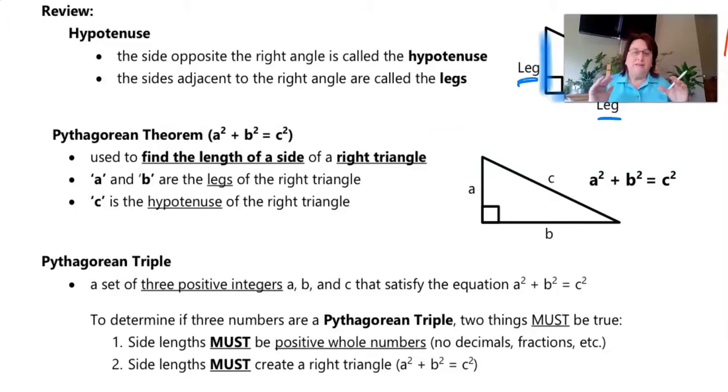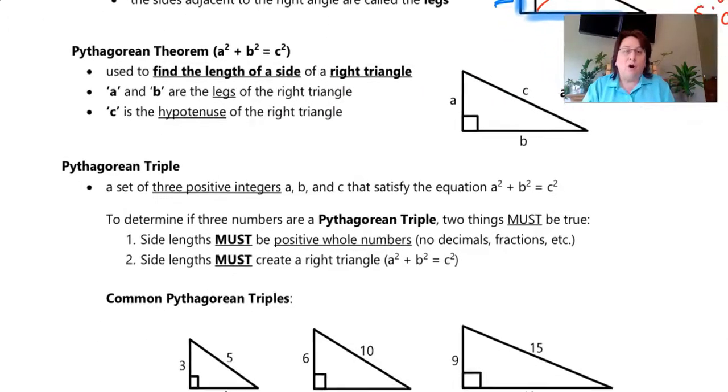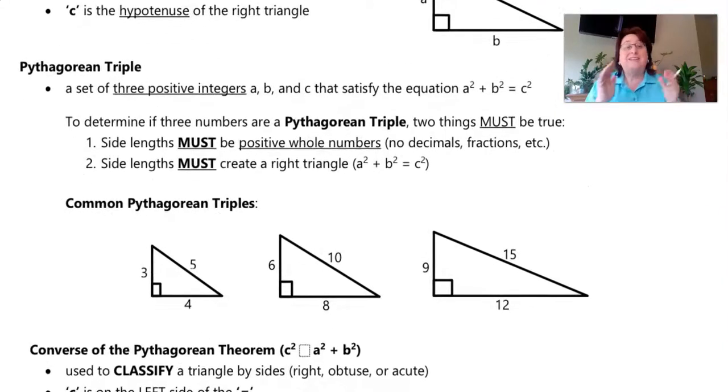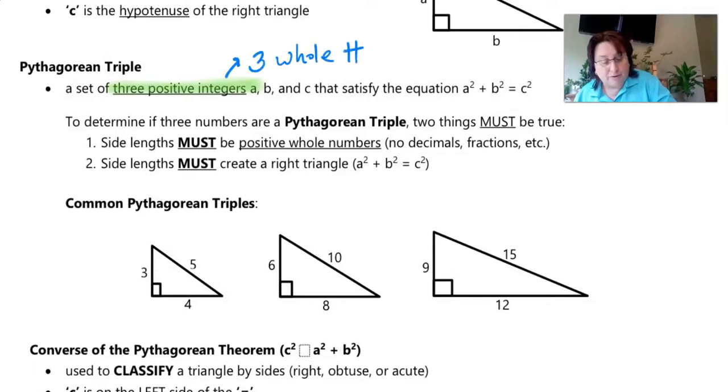All right, now, Pythagorean theorem. There is something called the Pythagorean triple that deals with the Pythagorean theorem. Now, there are two things that must be true in order for us to have a Pythagorean triple. So let's take a look. First of all, it is a set of three positive integers. That means that they are whole numbers. No decimals, no fractions, no radicals. They are three whole numbers. So if you need to write that down off to the side, integers means three whole numbers.